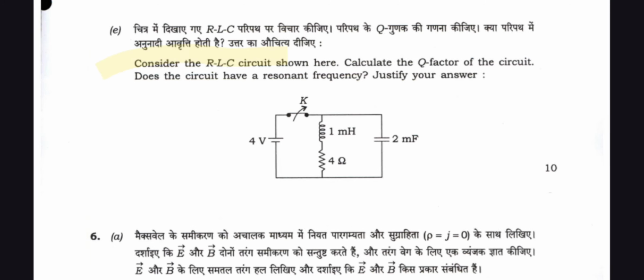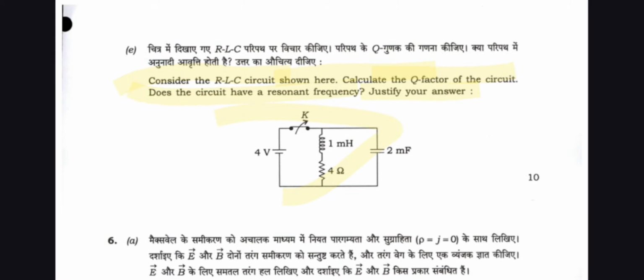And the question number is here. Consider the RLC circuit shown here. Calculate the Q factor of the circuit. Does the circuit have a resonant frequency? Justify your answers.